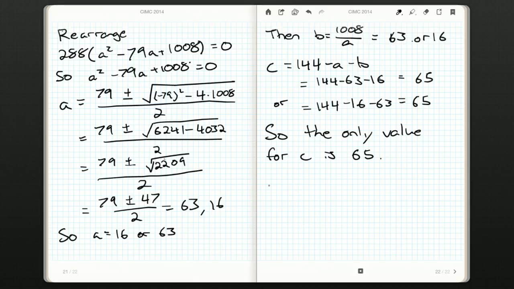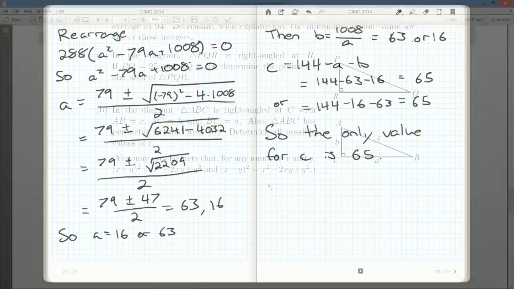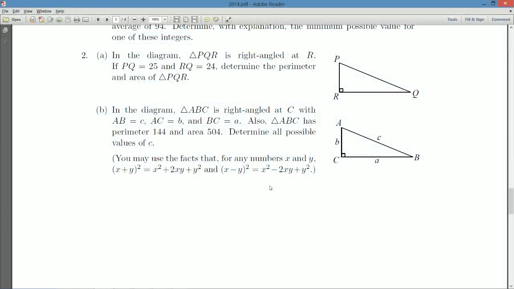So good geometry question. I mean, not really geometry based, just because we didn't get into all the angles and everything. But a good Pythagorean triples or a good Pythagoras' theorem type question. Had some nice algebraic manipulation in it. So that's question 2. We just have one more question to go. So please join me next time as we finish off the 2014 CIMC paper.